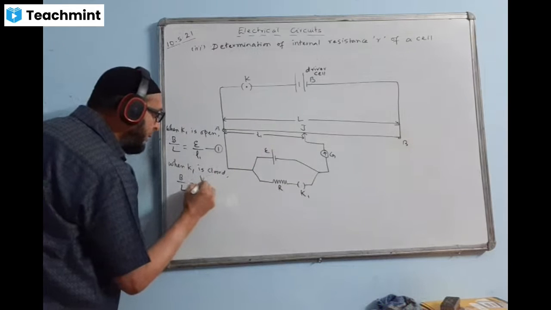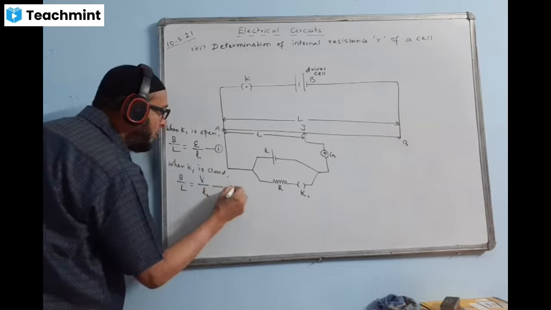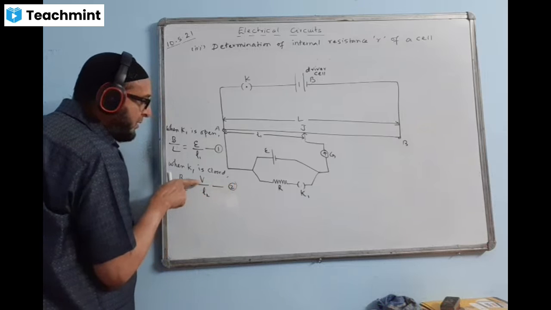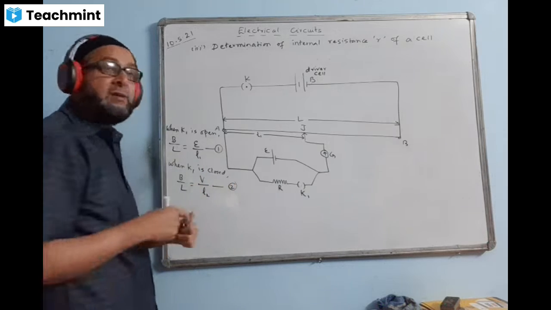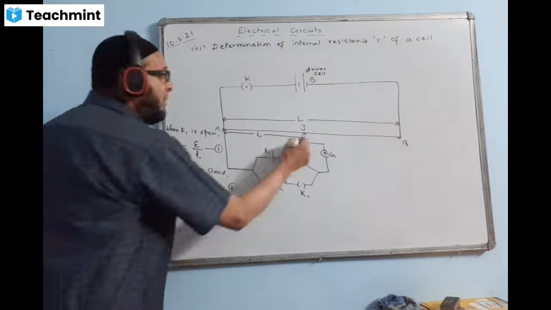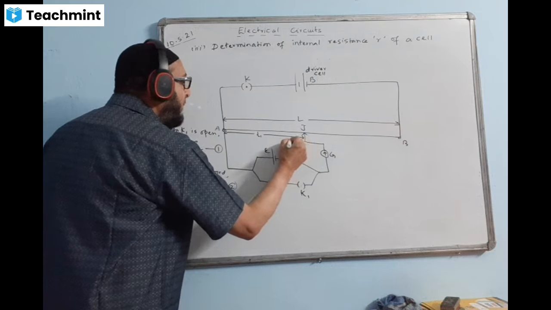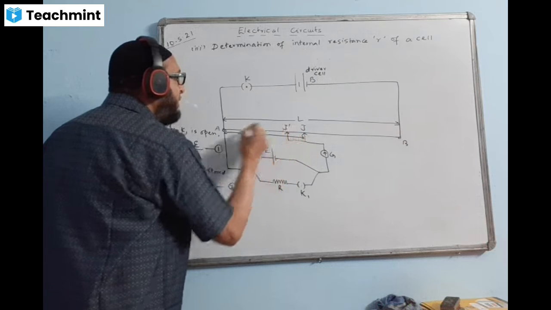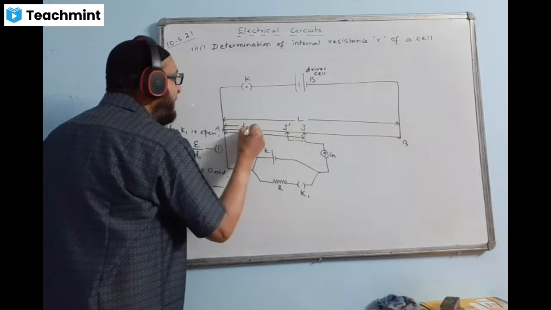Now write V, and this will be L2. And this L2 will always be smaller than L1, because terminal voltage in this case will be less than the EMF. It means the new balancing length will be somewhere closer now, like this. This is J dash. I'll mark the new balancing length as L2 here.